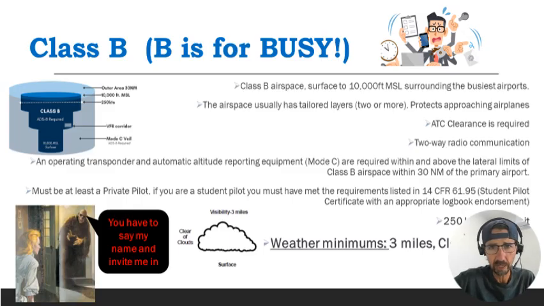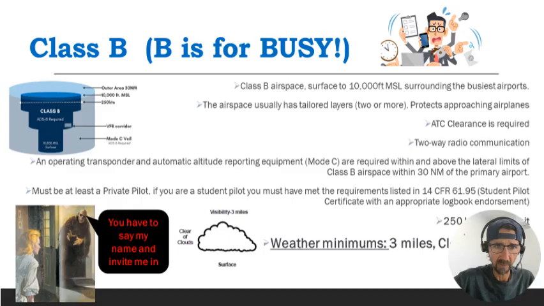You have to have two-way radio communication, and an operating transponder with mode C and ADS-B out. There's also this 30 nautical mile veil, and we'll talk about it in just a minute, where you also have to abide by some specific Class B rules.